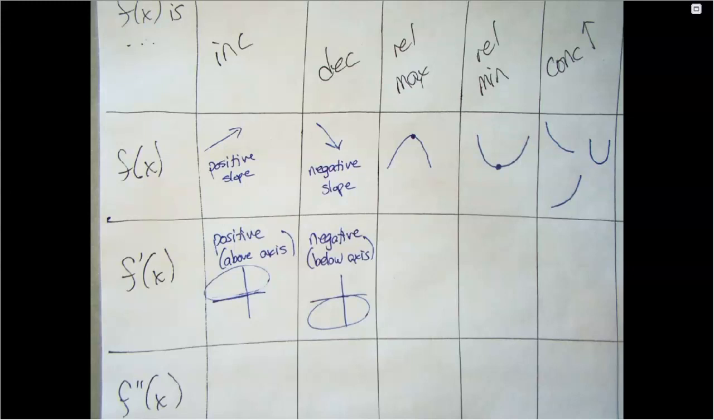So what would a relative max look like on a derivative graph?